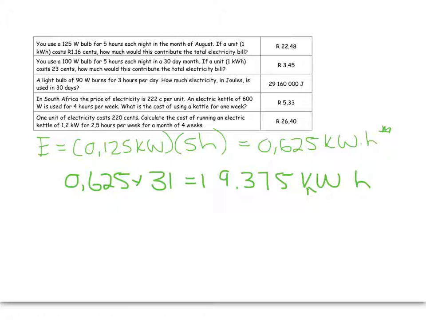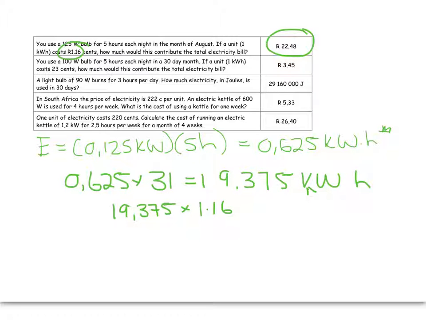You now still need to multiply that by R1.16. So when you put R1.16 in there, you land up with 22.48. So in other words, I take the 19.375 and I multiply it by 1.16.